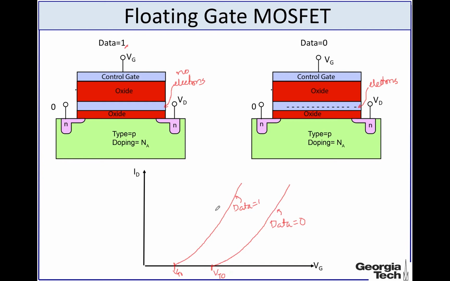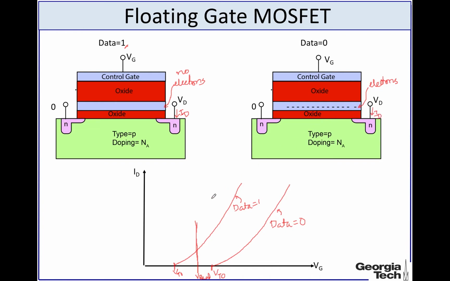Alright, so now how do we read the data from a floating gate MOSFET? And the way the data is read is very simple. Say you apply a gate voltage in the MOSFET which is somewhere between VT1 and VT0. Say this is the read voltage that you apply to the gate. So this is called V read. So now if you apply read voltage, a current will flow, say the current that flows through the drain is ID.